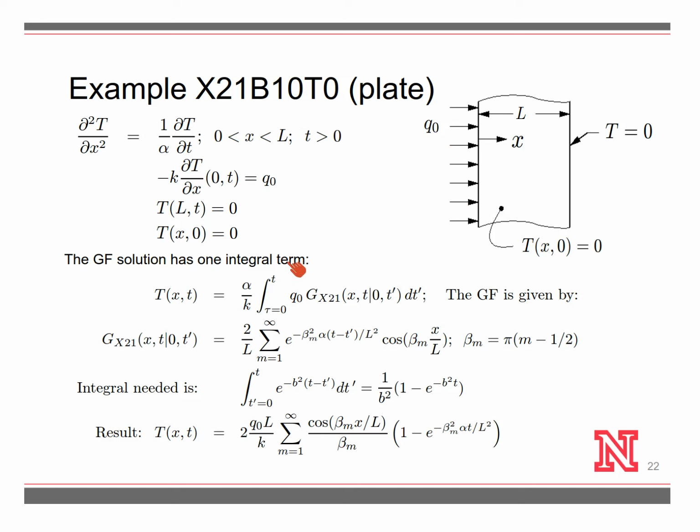So the Green's function solution has one integral. I take that constant flux, multiply it by the Green's function, evaluated at x prime equals 0, integrate over time. Here's the Green's function. It comes from a Fourier series approach. The integral I need is on time. It lands on the exponential on time inside the Green's function. So here's an expression for the temperature in this body over time. Let's go on to the next page.